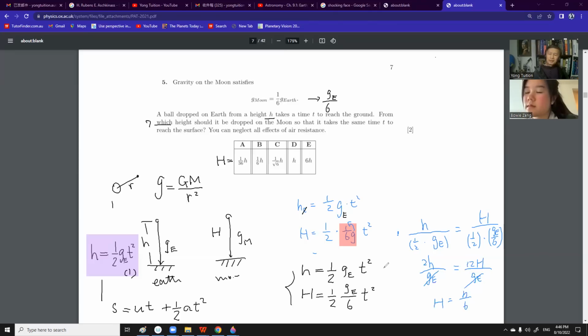I'll show you how to speed this up. If you have 2 equations, the easiest way to solve this type of simultaneous equation is to do division. Can we divide that by 2? If you divide, we get H over H, and the half, GE and T squared cancel. That would be 1 over 6.